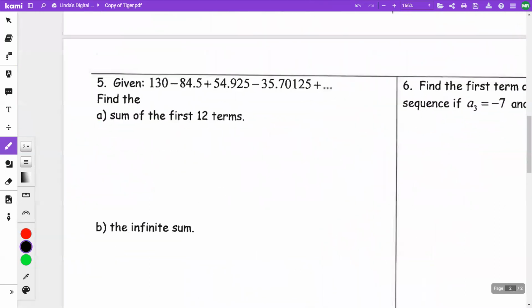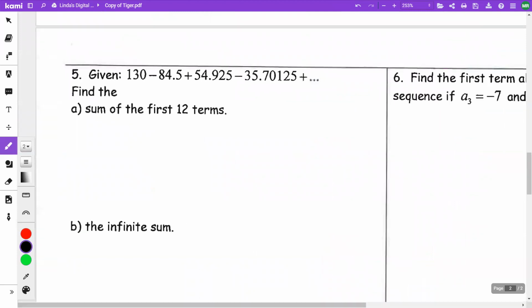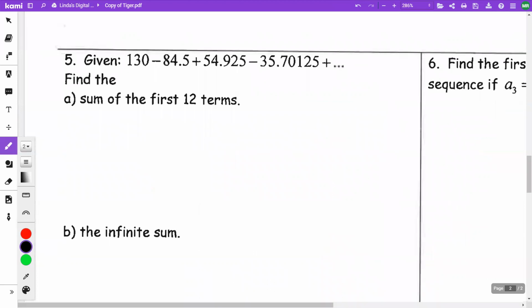On number 5, we have an arithmetic or geometric series here. Looking at this, I'm thinking it is geometric. So I'm going to take the second number, which is -84.5, and divide it by the first number, which is 130. And let's see if we get something decent. So -84.5 divided by 130, I get a -0.65.